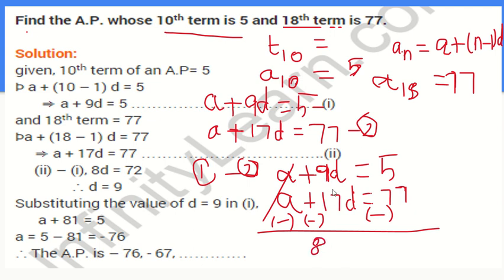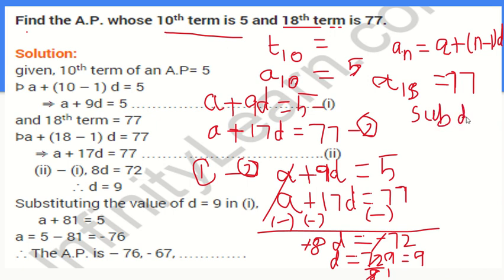So it will be negative 8d equal to negative 72. Negative and negative will get cancelled over here, so d is nothing but 72 by 8. 8 ones are 8, 8 nines are 72, so d is 9. If I know d, I can substitute this d in any of the equations. Substitute d equal to 9 in which equation shall I substitute?